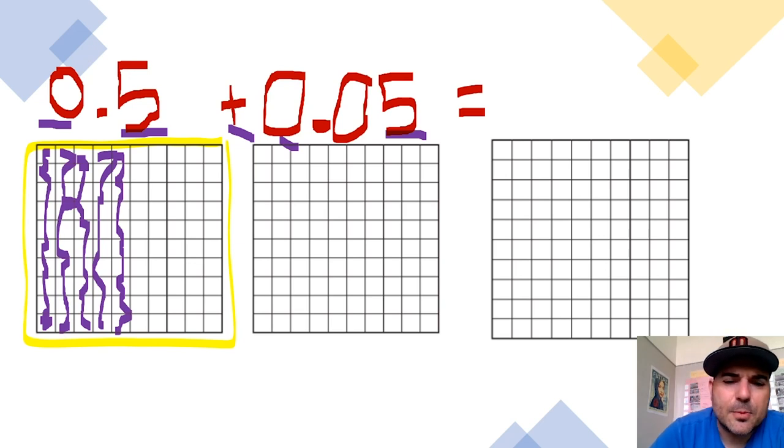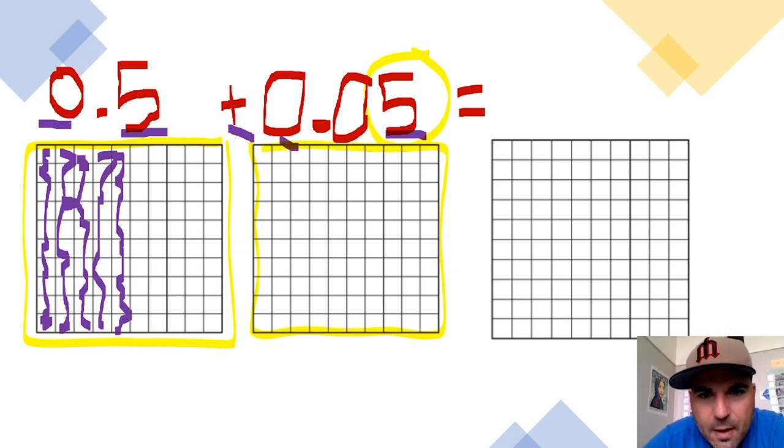In our next decimal, it asked us to only color in 5 of them, 5 hundredths, 5 of the 100 squares of equal size. So let's do that. 1, 2, 3, 4, and 5. So depending on the place, it's going to look different as to how it's shown.